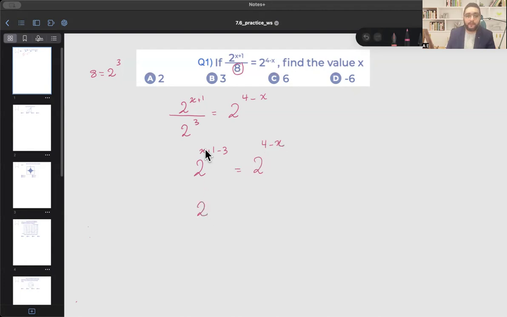Now we can evaluate x plus 1 minus 3, which equals x minus 2, and the right hand side, which equals 4 minus x. Now we have the base equal the base, so the exponent equals the exponent. So we can say that x minus 2 equals 4 minus x. It means 2x equals 6. So x equals 3. The answer is B.